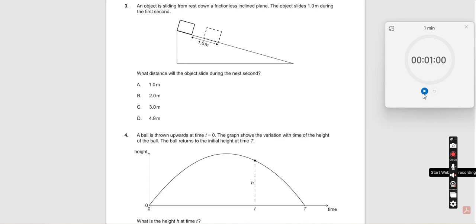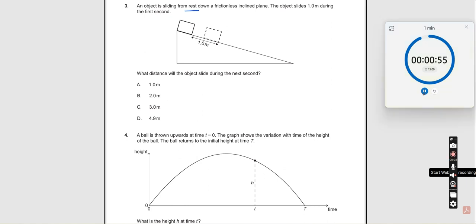Okay, question number 3. Start the timer. Right. An object is sliding from rest. What do you mean by rest? u equal to 0. Frictionless inclined plane. The object slides 1 meter during the first second.